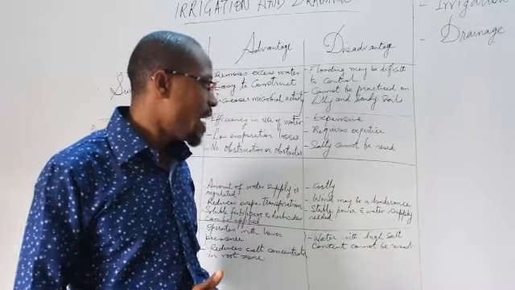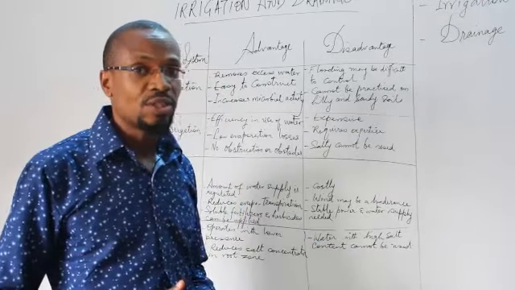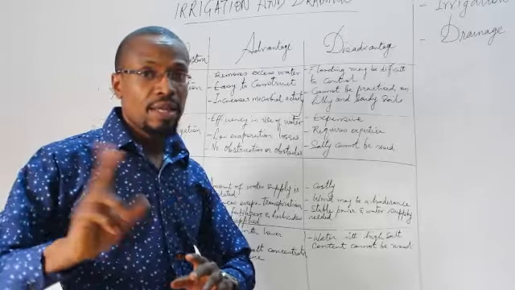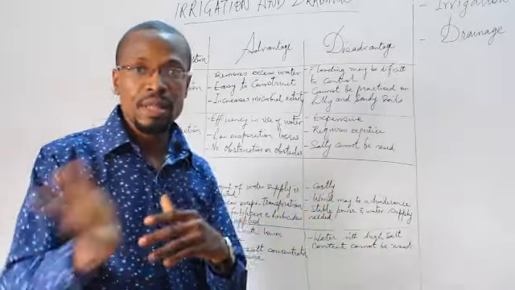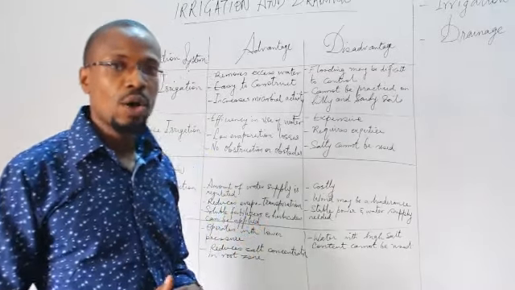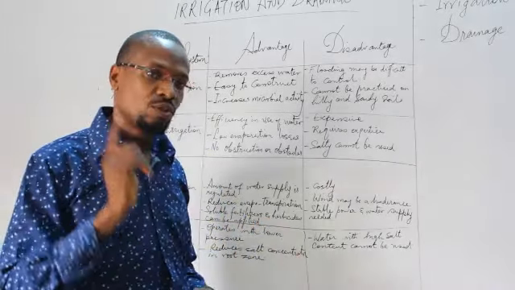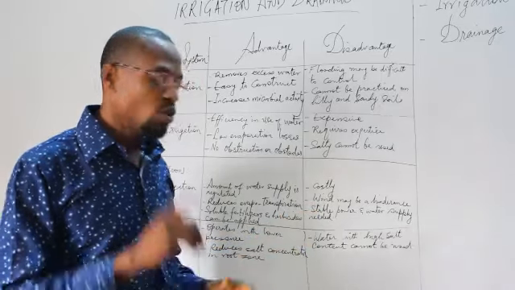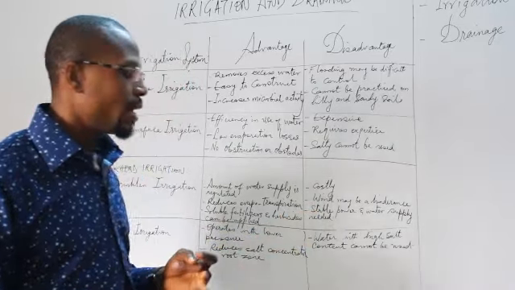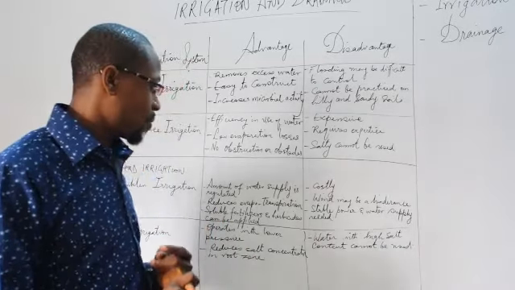And of course, as your guess may be, it is costly. Yes, it is costly. And wind may be a hindrance. If the wind is heavy, the water may not go where you want it to go. The wind will be beating the water off course. And to carry out this type of irrigation system, you need stable power supply and constant water supply.